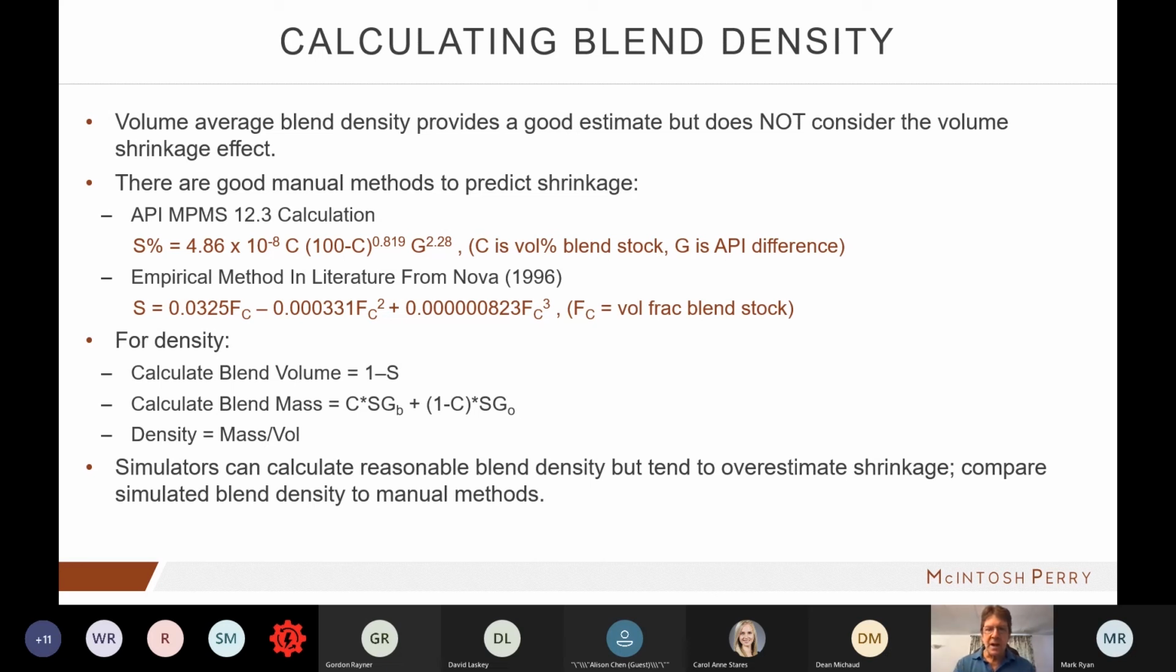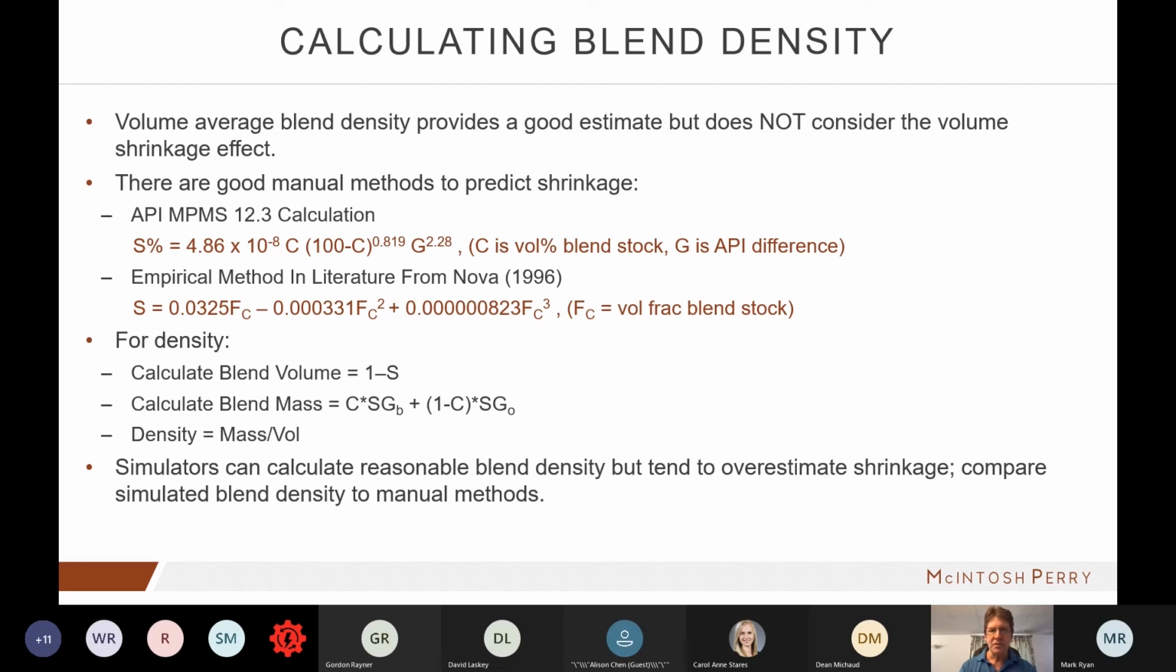So how do we calculate shrinkage? Well, there are a couple of manual methods which are pretty good. And by the way, shrinkage is probably a number of the magnitude of around 0.2 to 0.5%, something like that. So it's not a huge number, but it's definitely not negligible, especially if you're dealing with several thousand cubic meters or barrels of fluid.